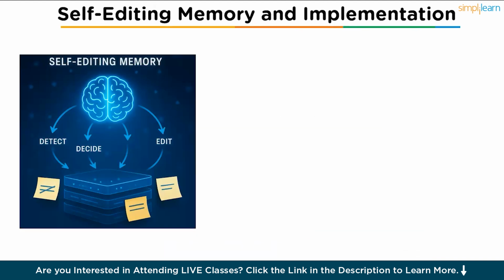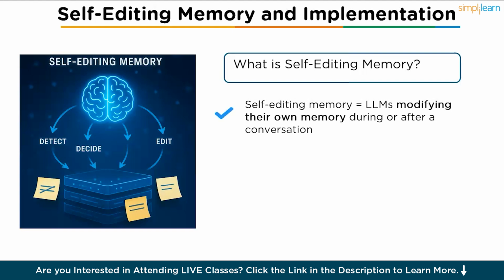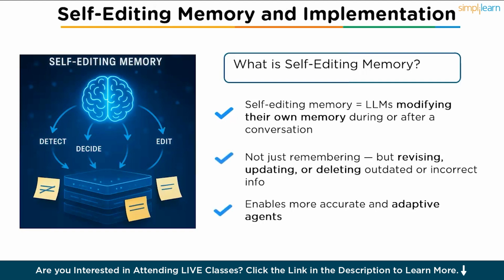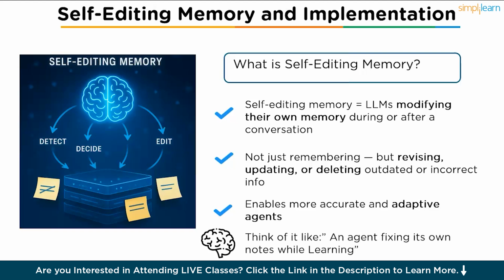Now let's get into self-editing memory and implementation. Self-editing enables agents to refine their knowledge dynamically. It's not just about storing information, it's about revisiting outdated or incorrect data and deleting what's no longer relevant. This feature is essential for long-term agents such as assistants or customer service bots, which need to keep their memory organized and accurate. By self-editing, agents avoid clutter and contradictions, ensuring they remain effective over time.